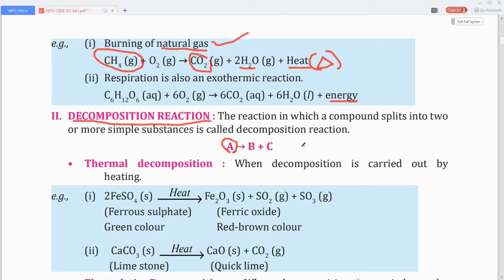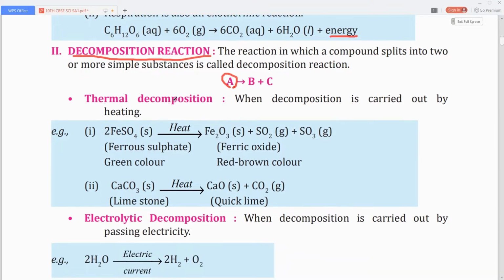Now, types of decomposition reaction. One is called thermal decomposition, when heat is used, or we can say when decomposition is carried out by heating. We can understand better by the following two examples. Ferrous sulfate, FeSO4. When heat is given to FeSO4, it gives ferric oxide, Fe2O3, plus sulfur dioxide plus sulfur trioxide.